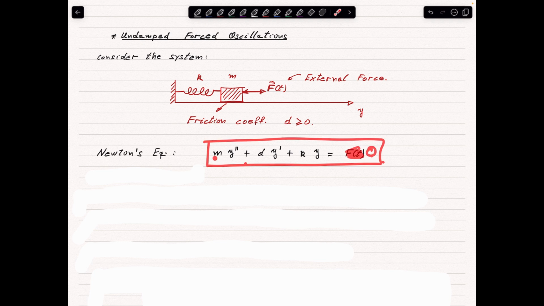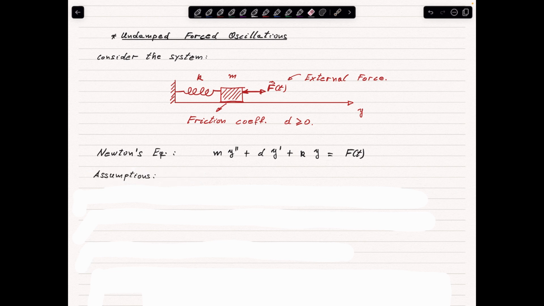The mass times the acceleration, plus the friction force, the damping coefficient times the velocity, plus the spring force, which is the spring constant times the displacement, all that add up to 0 in the case that we don't have external forces. And now, because we have an external force, all those terms add up to the external force. This is the equation that describes the system, and now is when we can go to the assumptions in order to study a particular case of this system.